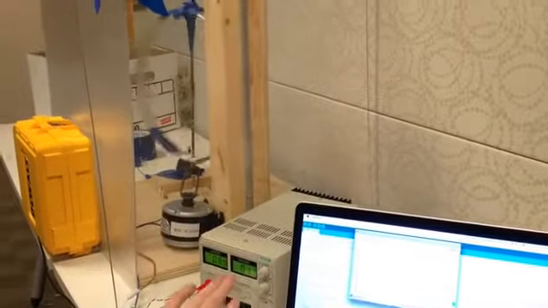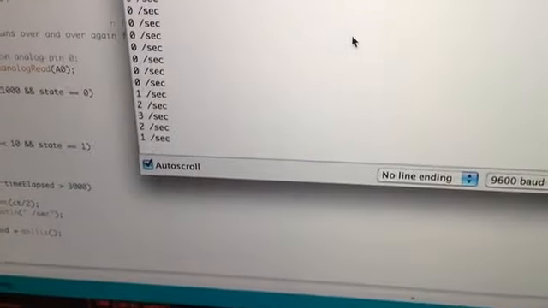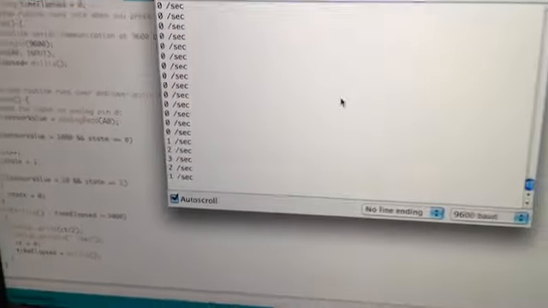So, we'll turn it up to about a volt, 1.1 volts. That's drawing maybe like 0.9 watts, just looking at the voltage and amperage, and it's spinning at about 2 to 3 times per second. And we're counting how many times it spins in 2 seconds and then just averaging that to get a better estimate.